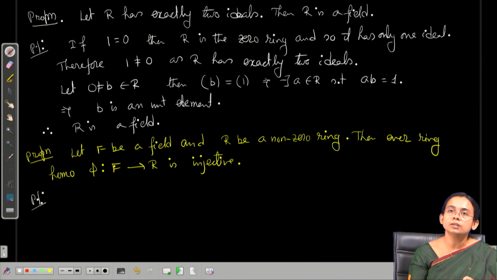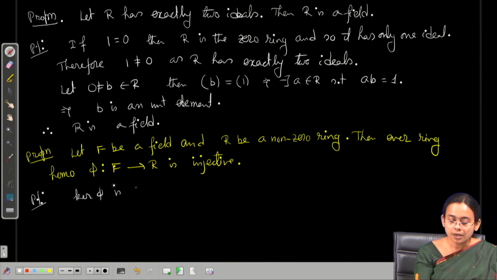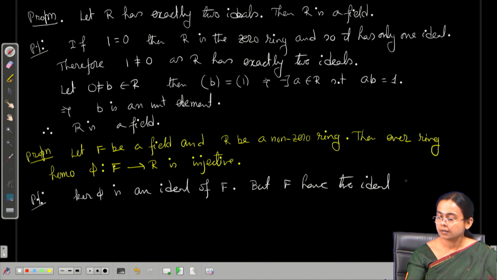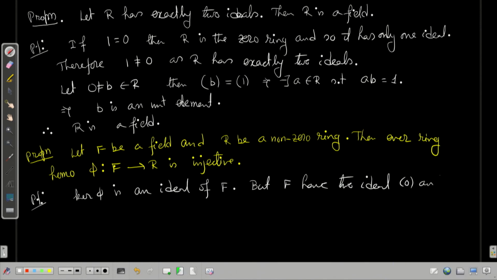So, we will be using the structure of the ideals of a field. We know that the kernel of phi is an ideal of the field F, and the field F has only 2 ideals, the 0 ideal and the whole ring, the 0 and the unit ideal.